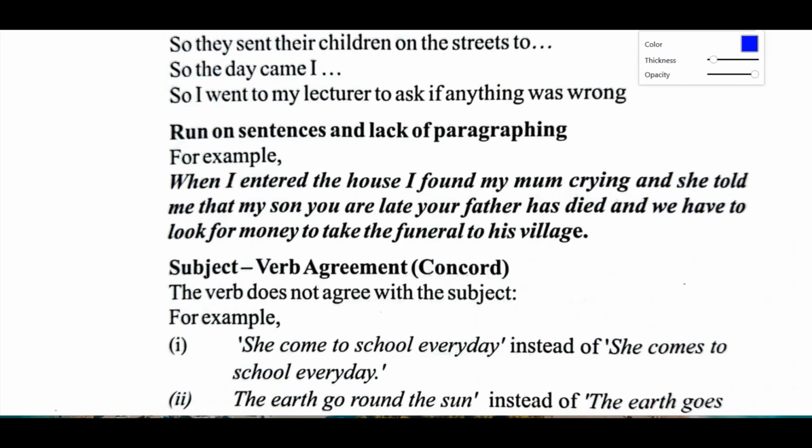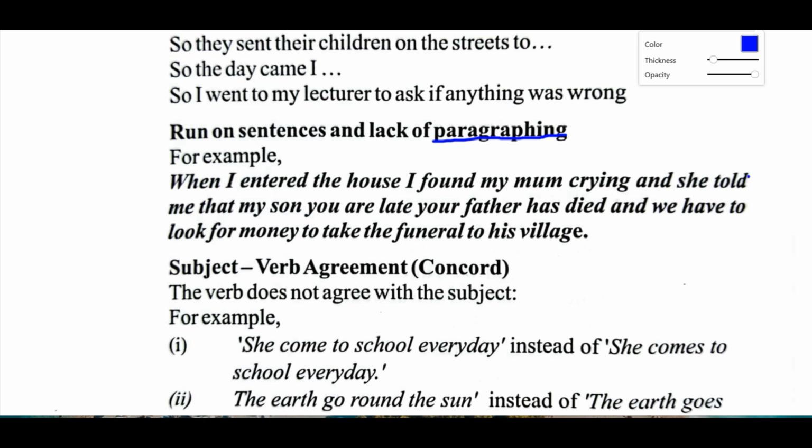Then we also have another issue: run-on sentences and lack of paragraphing. It's very important. You need to write paragraphs. That's why at first we said never write one paragraph. For example, I want you to see the mistake here. "When I entered the house, I found my mom crying, and she told me that my son you are late, your father has died, and we have to look for money to take the funeral to his village."